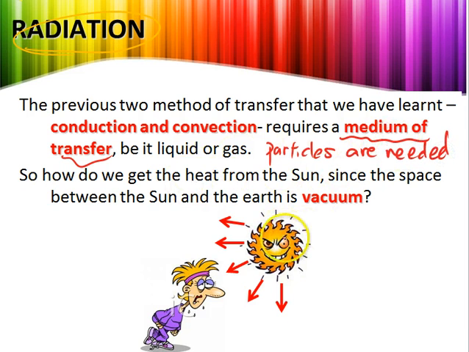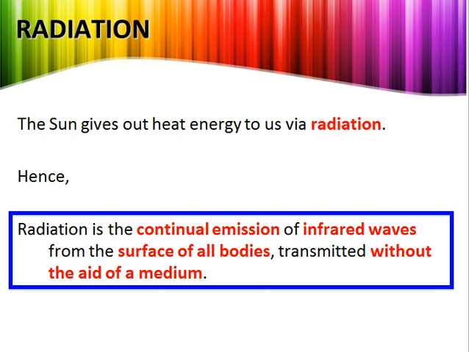However, if you think about it, between the sun and us is space, and space is actually a vacuum. So how on earth does the sun transmit heat to us on the earth? It's actually by this process called radiation. So the sun gives out heat energy to us via radiation.